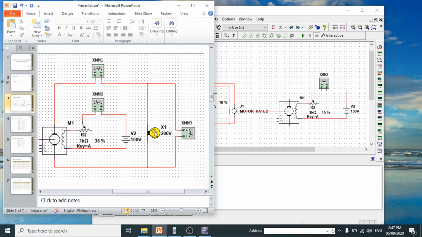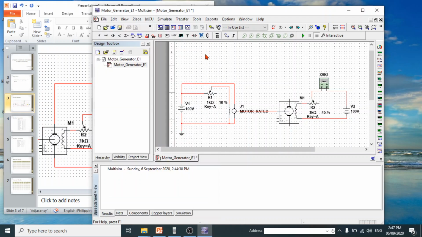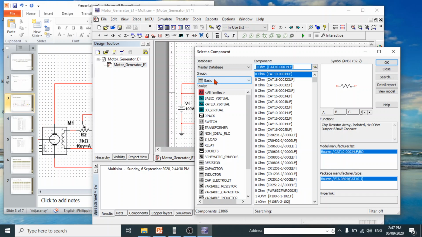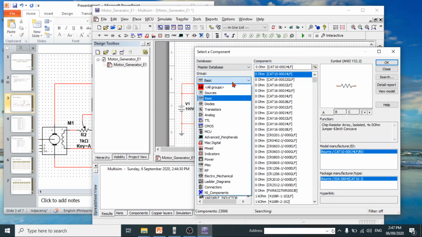So we need to find the virtual lamp. This will be used as the virtual load of the DC generator. Click place basic, and then in this tab, click all groups.